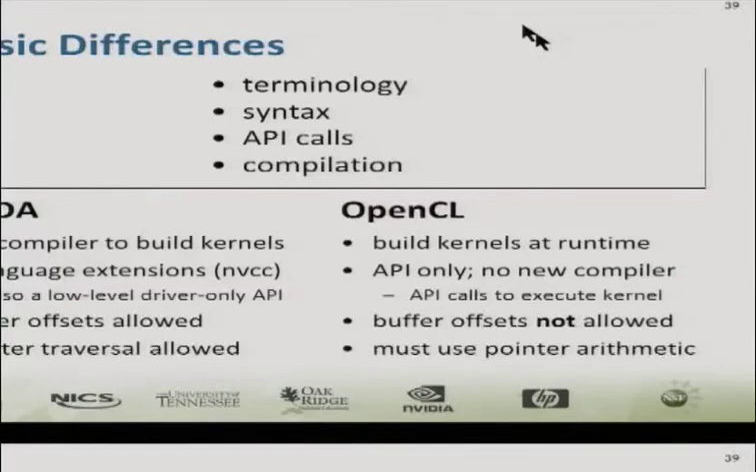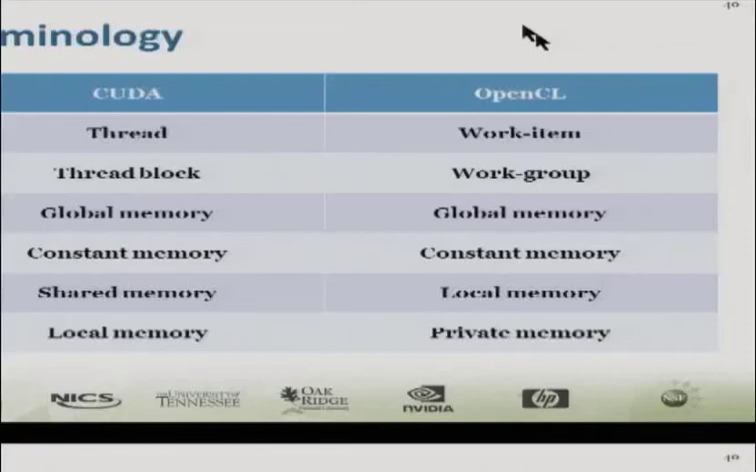Here's some other terminology you've got to be aware of in OpenCL, but there's a lot of consistency here. In CUDA, there's a thread. In OpenCL, they're called a work item. In CUDA, it's a thread block. In OpenCL, it's a work group. Global memory, constant memory, shared memory, local memory, private memory. Wait a minute. You lost me here.